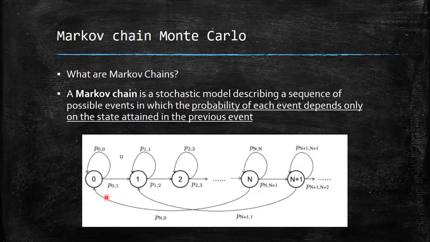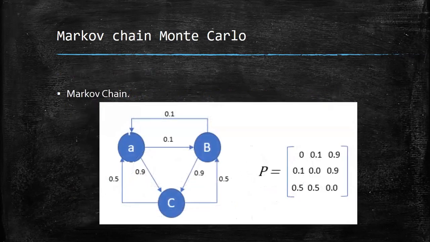And similarly, we can see that there are probabilities to go from 1 to 1 and 1 to 2 and like n+1 to 1 and n to 0 and so on. So this is a really big example. So to make more sense, let's look at a smaller example.